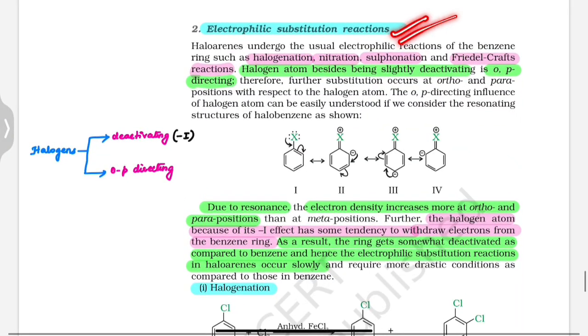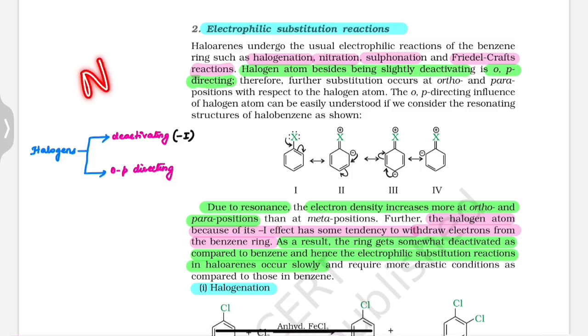Next is electrophilic substitution reaction. So haloarenes will not undergo nucleophilic substitution reaction, but they do undergo electrophilic substitution reaction. So here you can see reactions such as halogenation, nitration, sulfonation, and Friedel-Crafts reaction. The halogen atom, besides being slightly deactivating, is ortho-para directing.